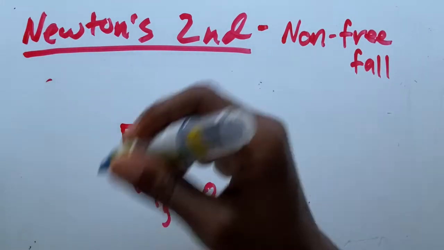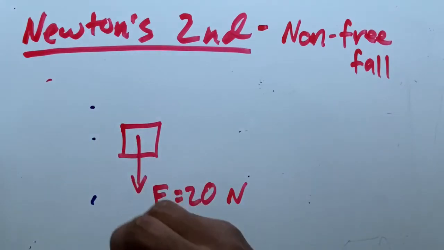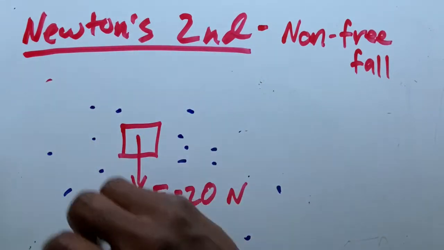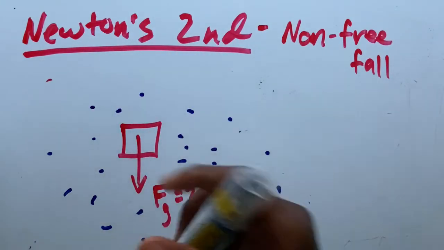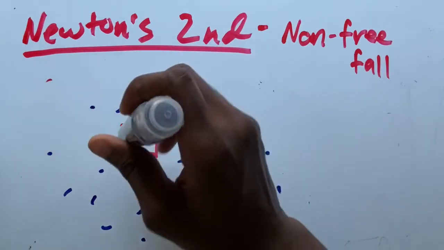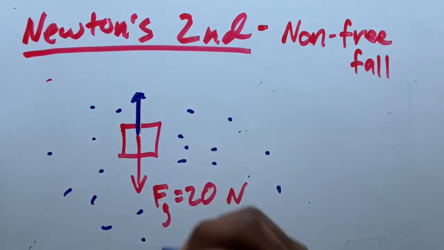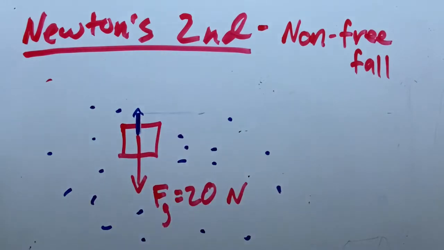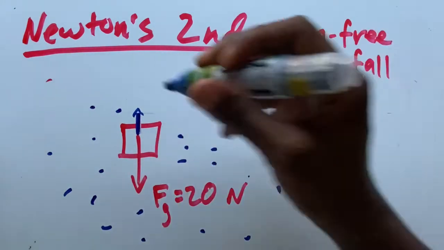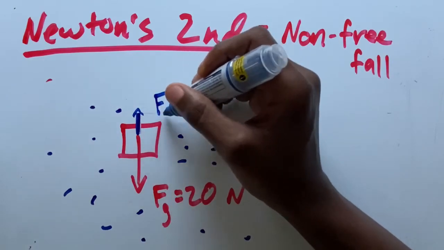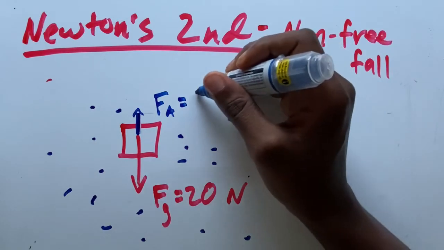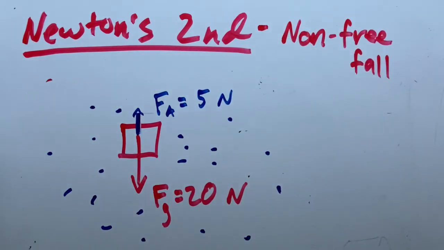And then the air resistance, because there's air, you know, basically everywhere, like that. And the air is pushing upwards as it falls down. This way, let's make it a little smaller, because the air is not actually resisting that much, but it is resisting by some amount. And let's call that FA for air resistance. It's pushing upwards with 5 Newtons. Boom.